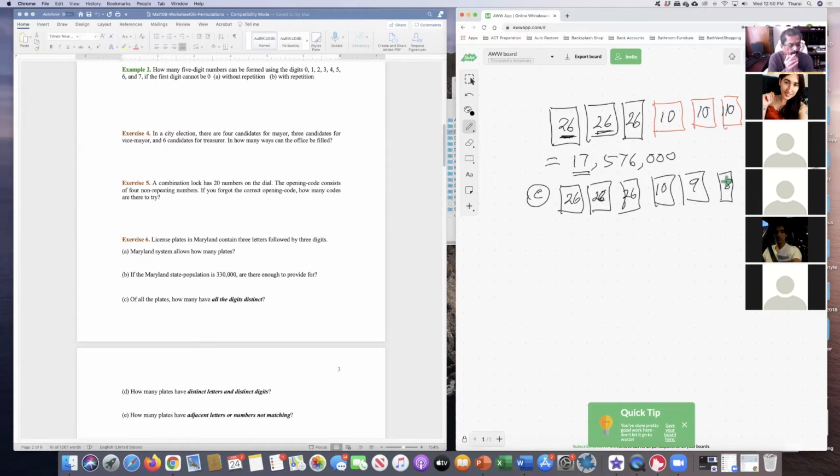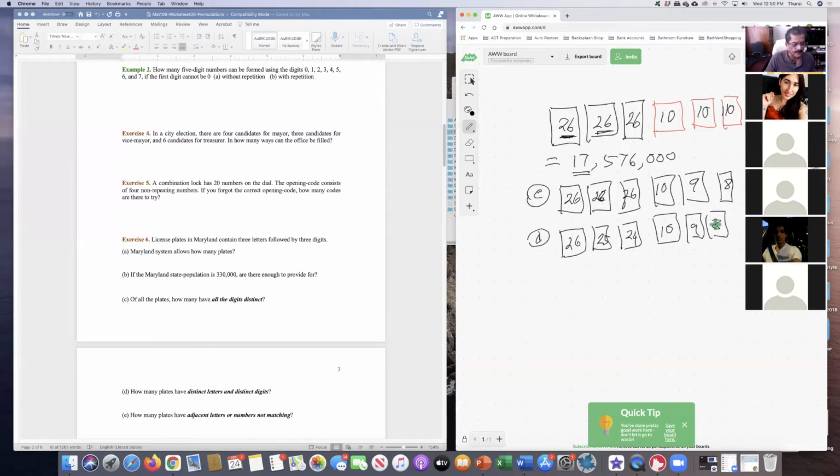Then part D says how many plates have distinct letters and distinct digits. That's fairly straightforward because now the boxes will have 26, 25, 24, because letters have to be different and the numbers have to be different also. So these are the numbers you have to multiply by.